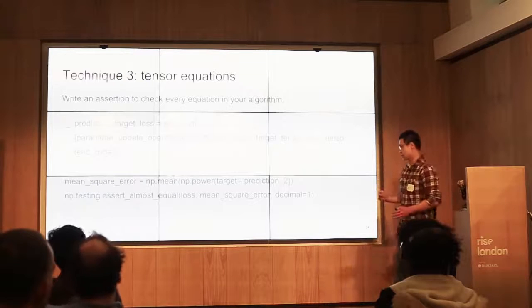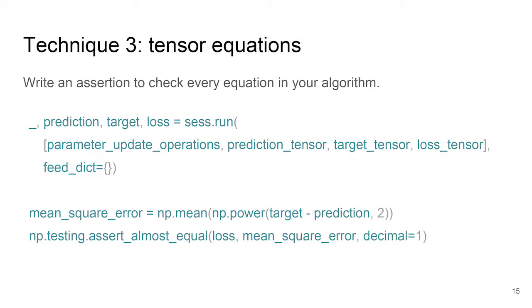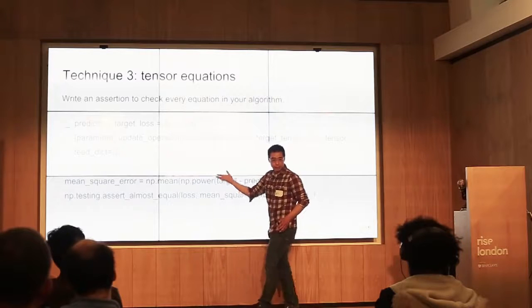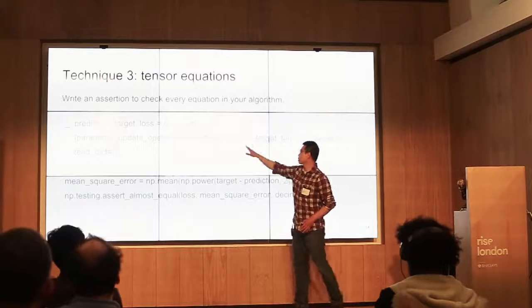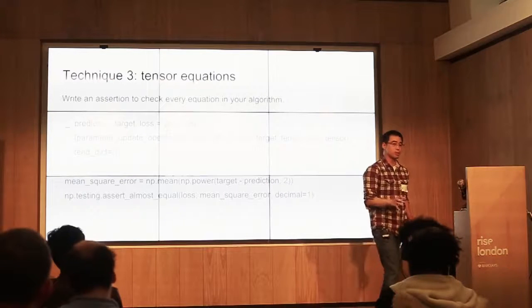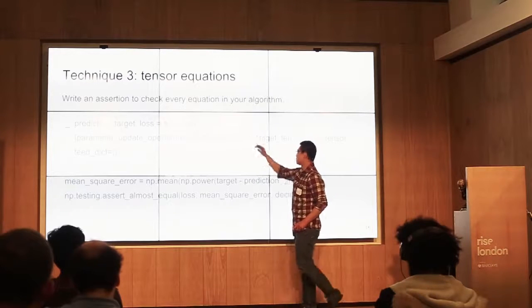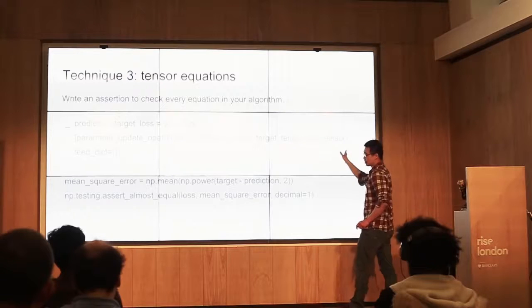You do it after each optimization step. Usually in your optimization step, you have a single call to TensorFlow session.run. It's a single call because multiple calls will cause problems and will slow down the training process dramatically. Usually you do a session run over the operations to update your model parameters. Now, include all the tensors that you need for your equations, for every equation in your algorithm. So here I put my prediction tensor, my target tensor, my loss tensor.